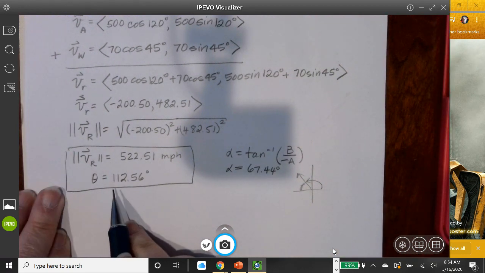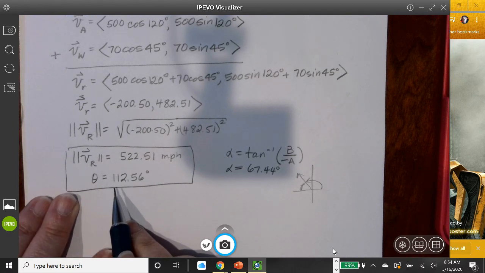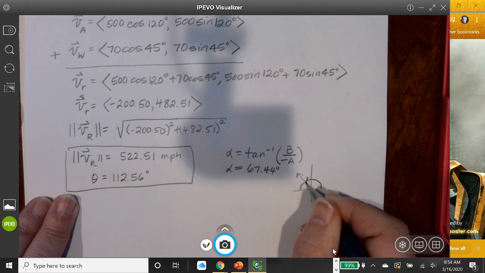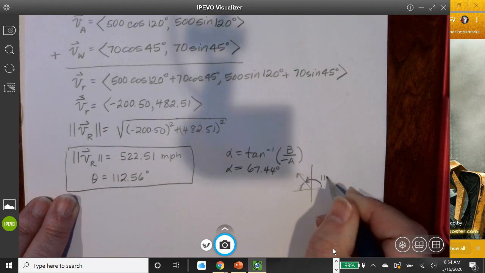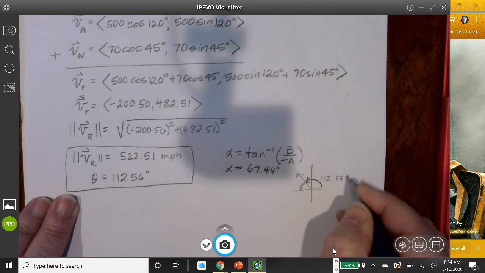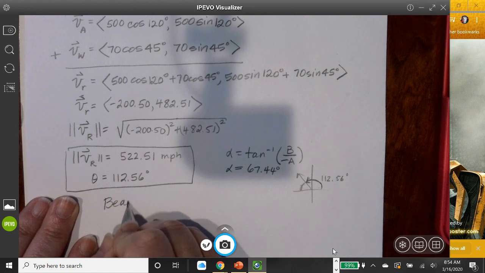Now, if I wanted to have the answer in bearings, that would be a little bit more interesting to get. And I've asked for that question sometimes on tests. So what would you do? We know that this angle here is 112.56 degrees. You know, bearing angle.